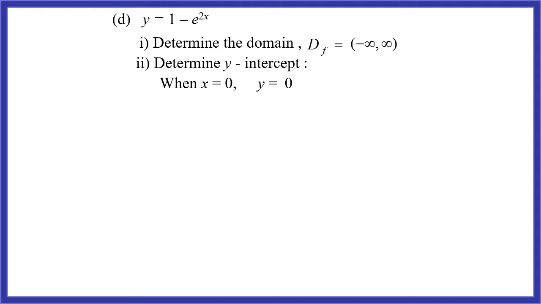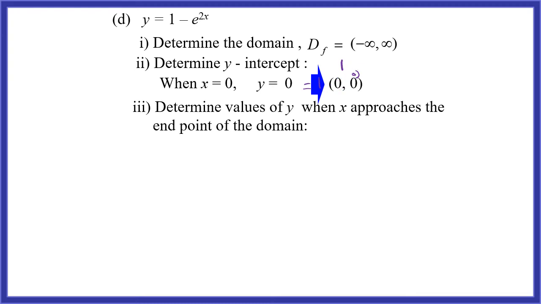So, if we substitute the value, it's equivalent to 1 minus e to the power of 0 multiplied by 0. 2 multiplied by 0 is 0. e to the power of 0 is 1. So, 1 minus 1 is 0. That's why we have 0 as the answer. So, the point here is (0, 0). So, it will intercept at (0, 0).